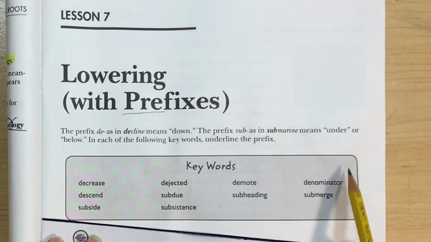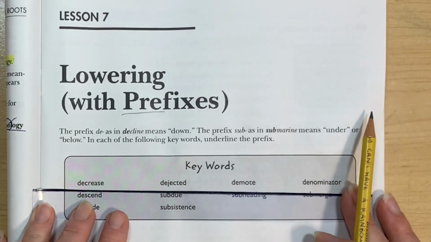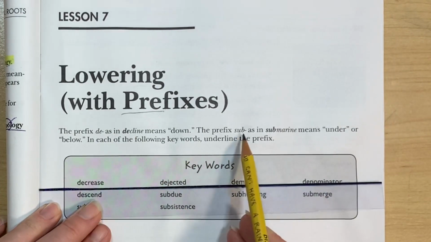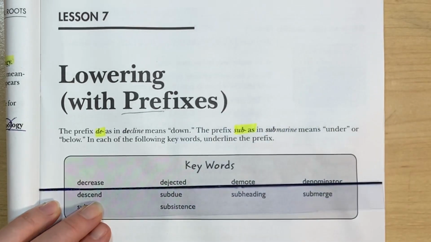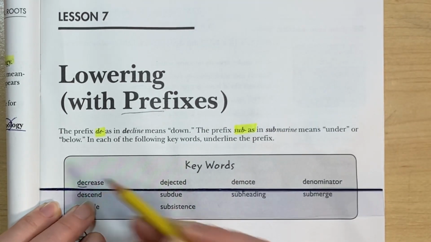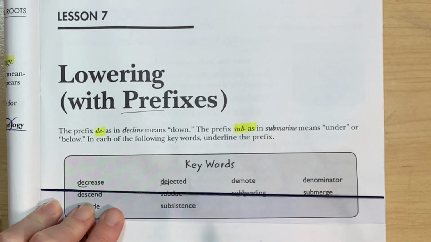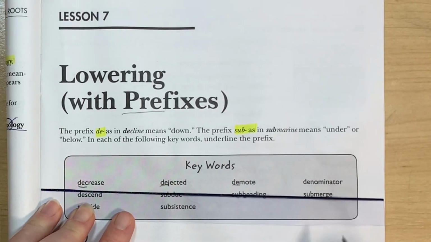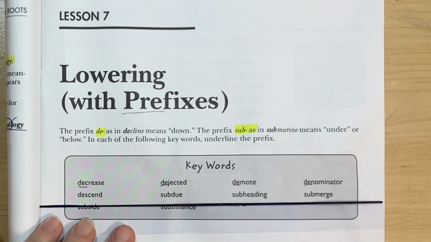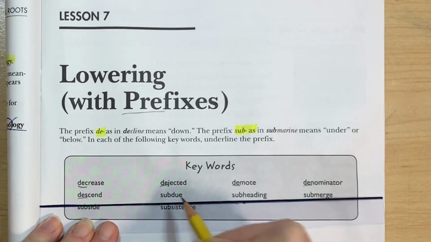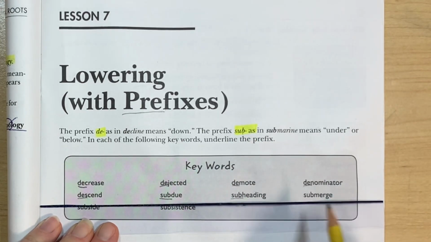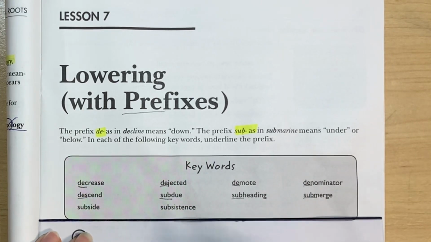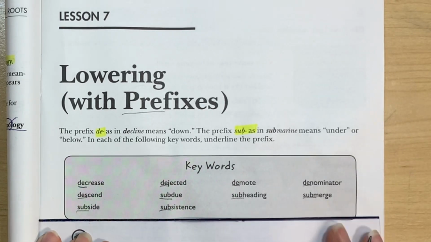So here is our box of keywords. Let's find all of the prefix de and sub. De as in decrease, de in dejected, de in demote, de in denominator, de in descend, sub in subdue, sub in subheading, sub in submerge, sub in subside, and sub in substance.